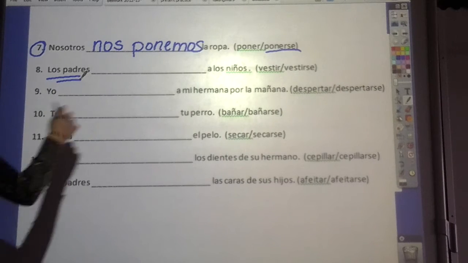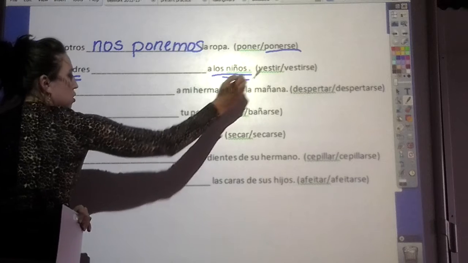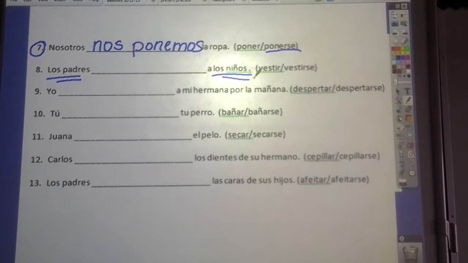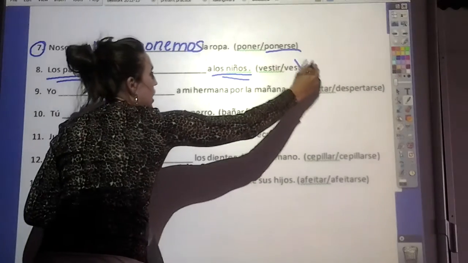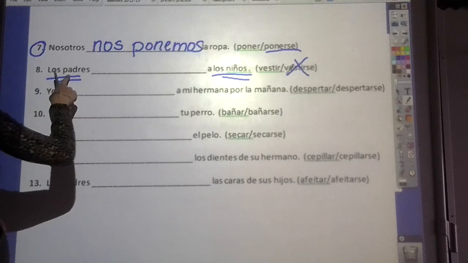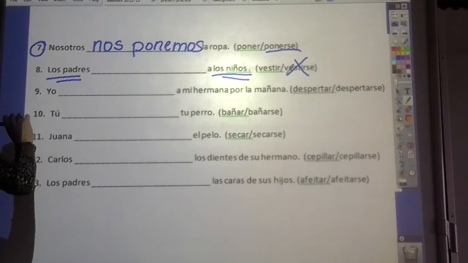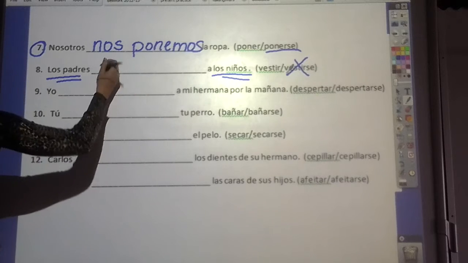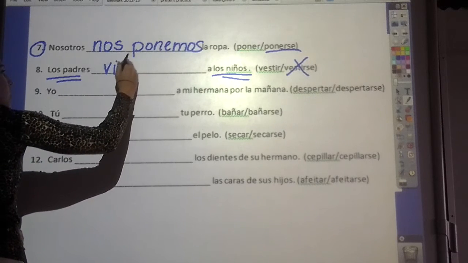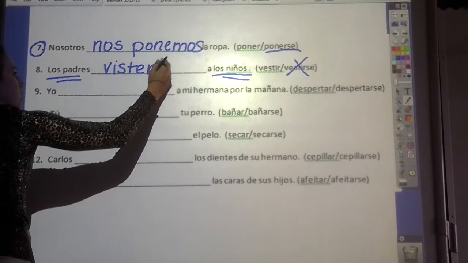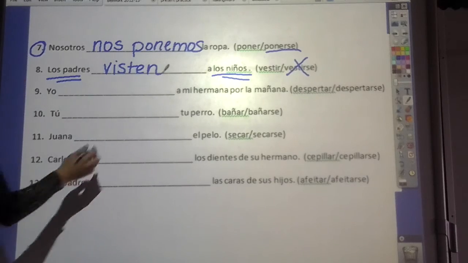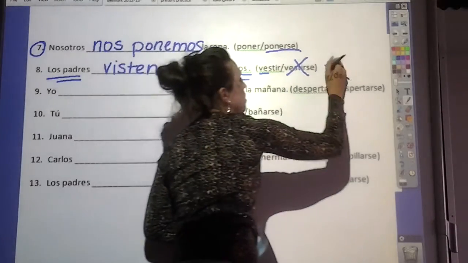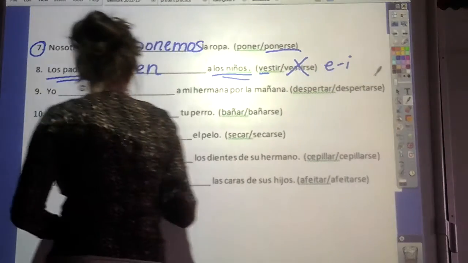And who's it happening to? Los niños, the children. So is this a reflexive sentence? No, it is not reflexive because the action would have to be happening to the parents. They would have to be doing it and it would have to be happening to them. So this one is non-reflexive and you should get visten. Remember that vestirse is an E to I shoe verb.